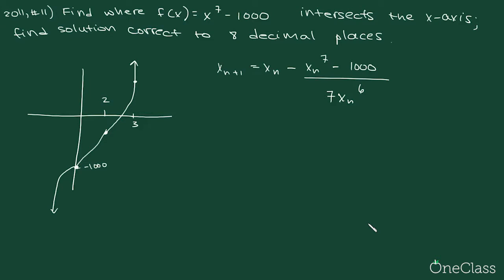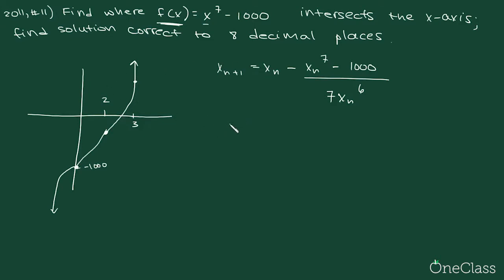So let's take a look at this example found in exam paper 2011, question number 11. We want to find where the function x^7 minus 1000, which I have graphed just down here, intersects the x-axis, and we want the solution correct to 8 decimal places. If I put in 2 for x, 2^7 minus 1000 gives a negative number, and 3^7 minus 1000 gives a positive number. This function is a polynomial, so it's continuous, and there's going to be a solution between 2 and 3 using the intermediate value theorem.